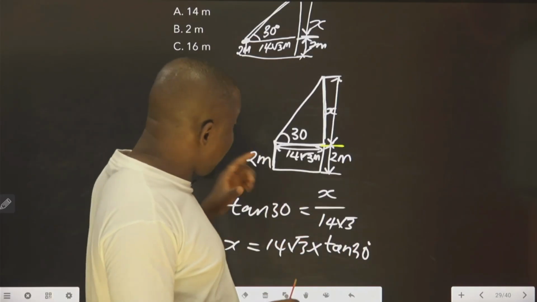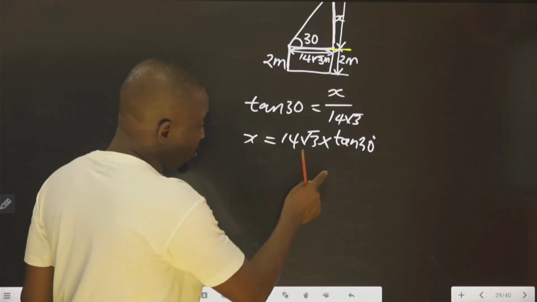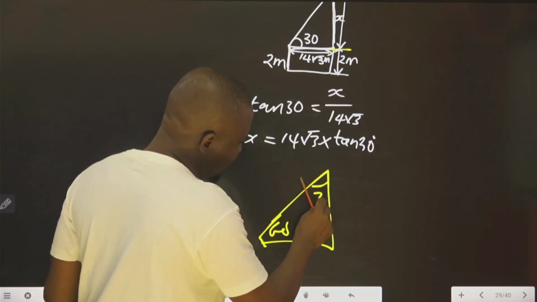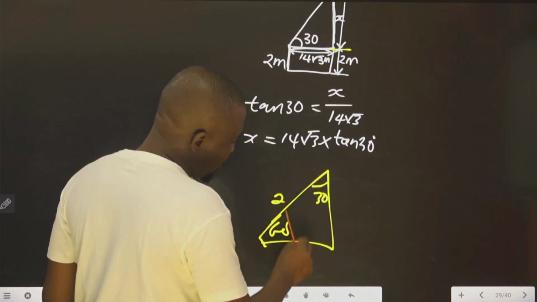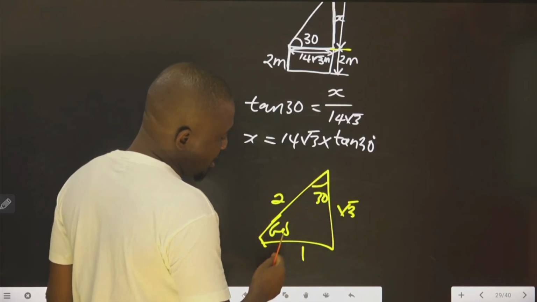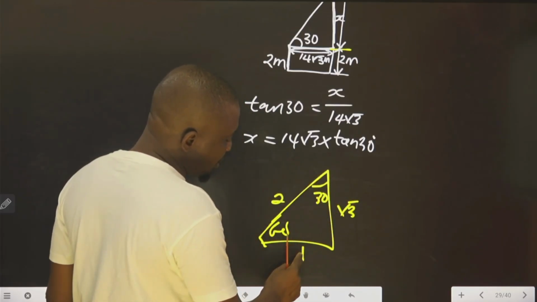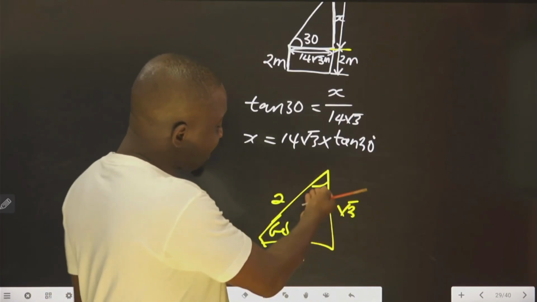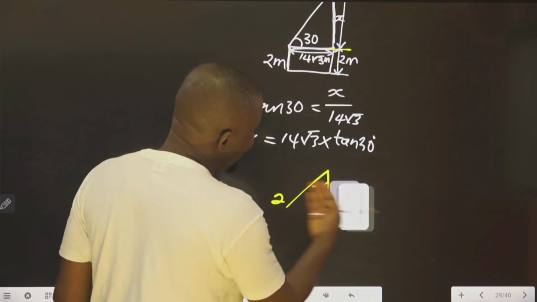Remember the special angle that says that if here is 60, here will be 30. And remember, this is 2, this is 1, this is square root of 3. Then this is what? Opposite over adjacent. That is 1 over square root of 3. That is tan 30, opposite over adjacent, 1 over square root of 3.